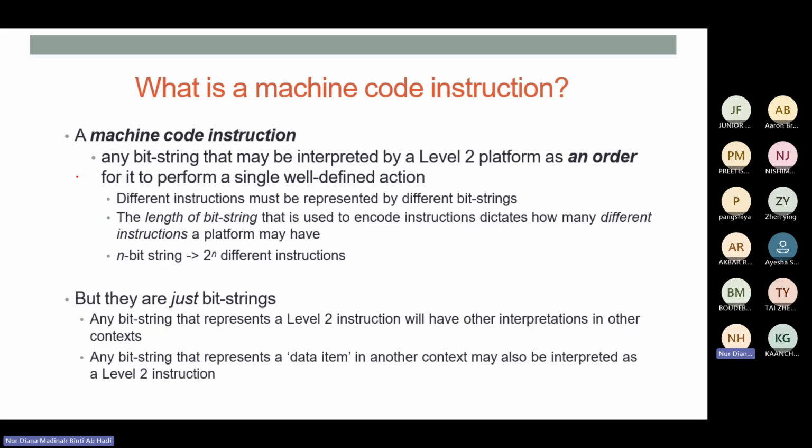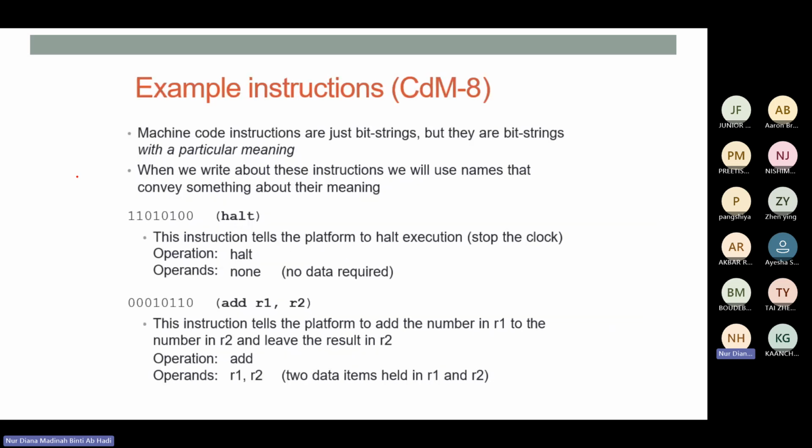Okay, just now I already mentioned an n-bit string is equivalent to 2 to the power of n different instructions. But they are just a bit string. Any bit string that represents a level 2 instruction will have other interpretations in other contexts. It also will represent a data item in another context that may be interpreted as your level 2 instructions. So for example, machine code instructions are just bit strings, but they are bit strings with a particular meaning. For example, we have halt.